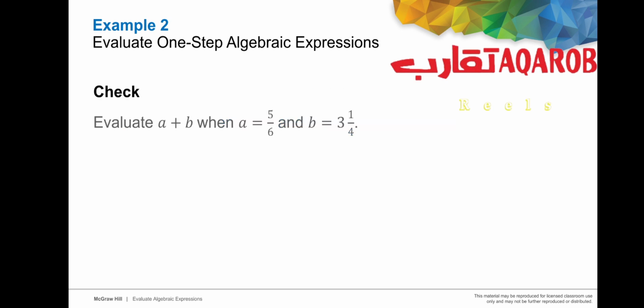Now, evaluate a plus b when a is equal and b is equal. I want you actually to think about it, and we will solve it in the class, inshallah, together. Notice that when I have a mixed number, I have to convert it into a fraction, even if it's an improper fraction. Then after that, I will look for the least common multiple of the denominators. When I find it and I make the denominators the same, I can add them together.